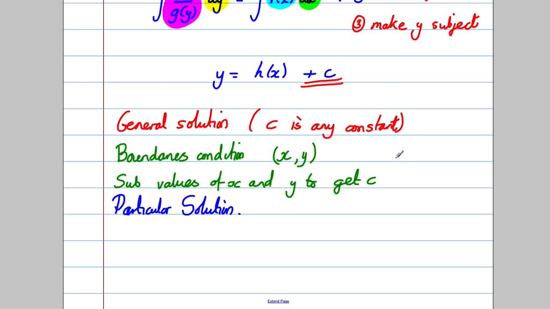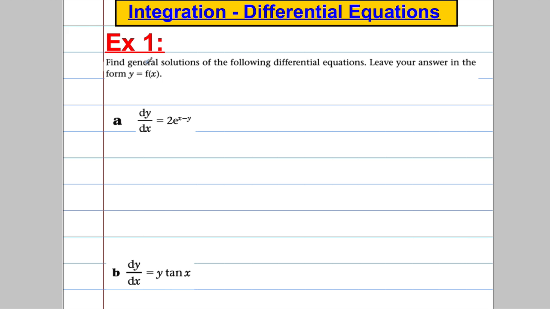Okay, it's particular to the boundary conditions of that problem. Okay, so let's give this a go then. Let's start off with some examples. Let's find the general solution, so not finding c, just with the plus c, of the following. Leave your answers in the form y is equal to f of x.